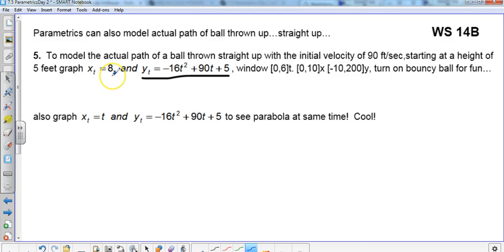Put in x equals 8. I'll talk about what that 8 means in a minute. Put the rest of this in your y and set your window to what I've written over here.